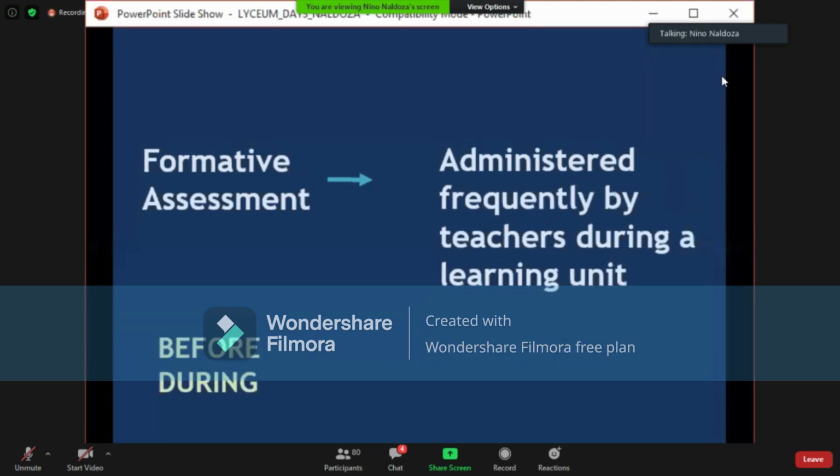Okay. Aside from that, we have the formative assessment. It is being done before and during the instruction. So, for example, if you're doing recitations, short quizzes, or observations of your students, it can be done in the form of what we call a formative assessment.